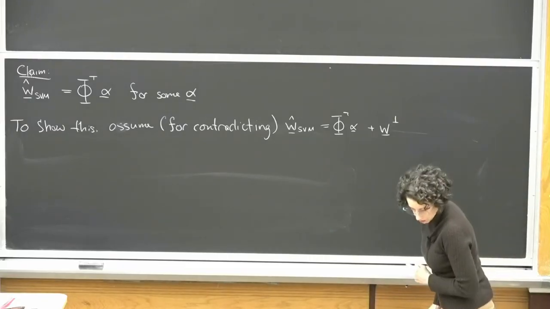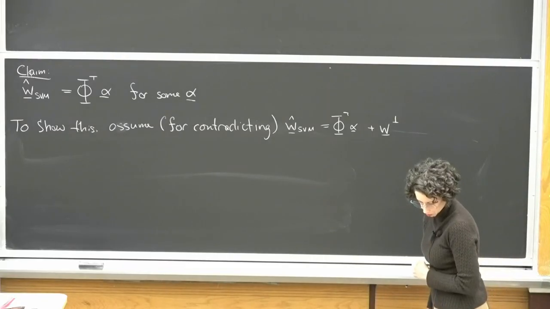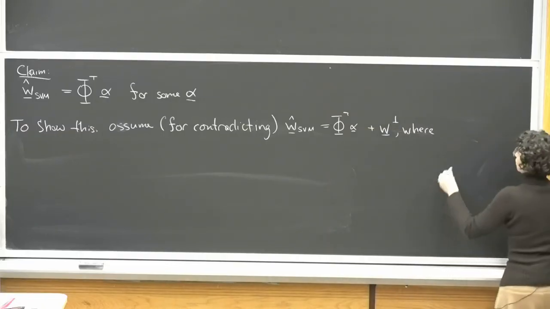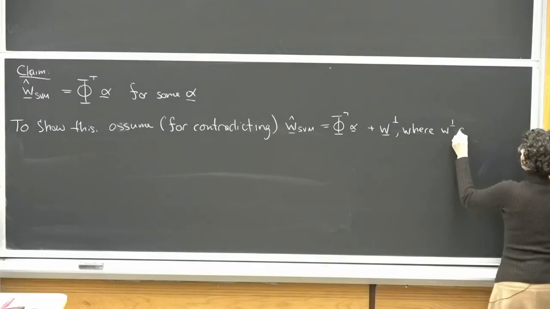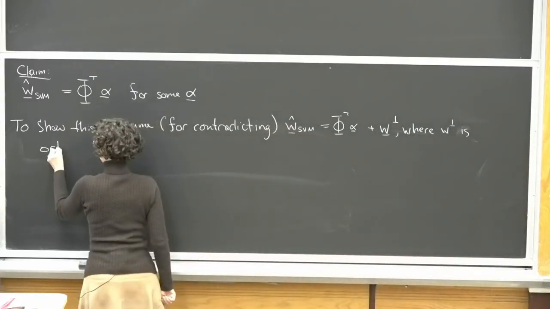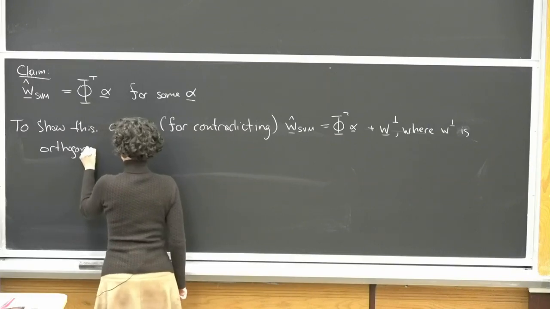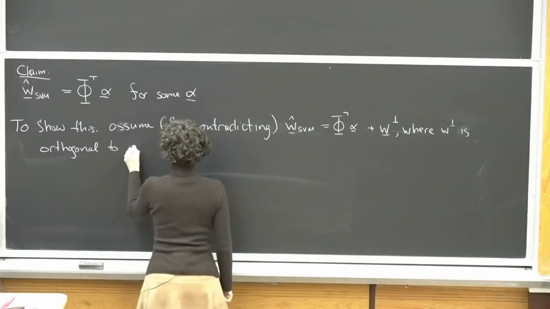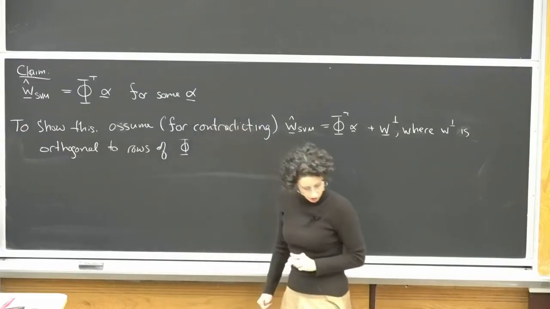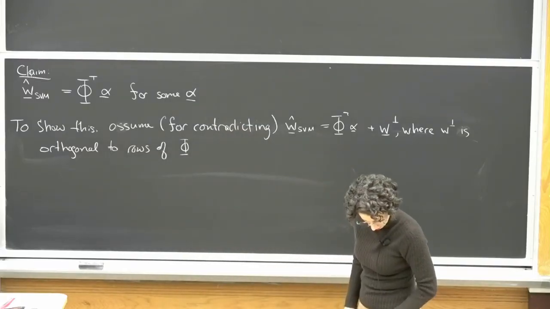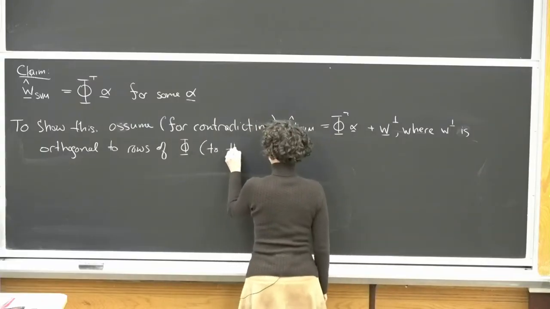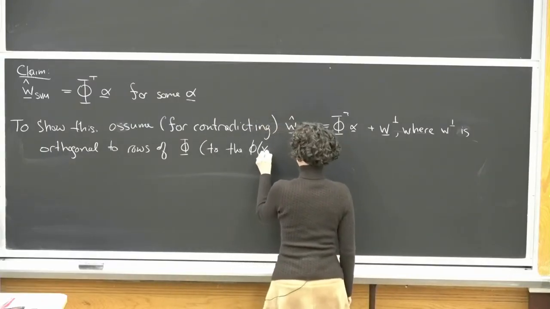All right. So in particular, I want to be a little bit more specific. We have to assume something about W perp, where W perp is orthogonal to the rows of phi, to the phi of xi's.